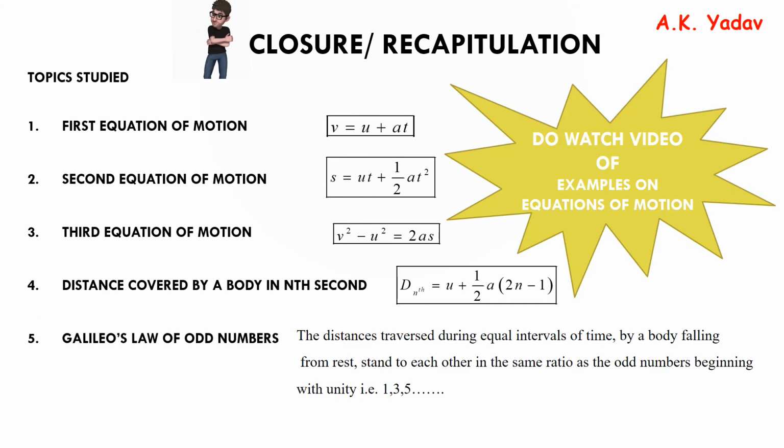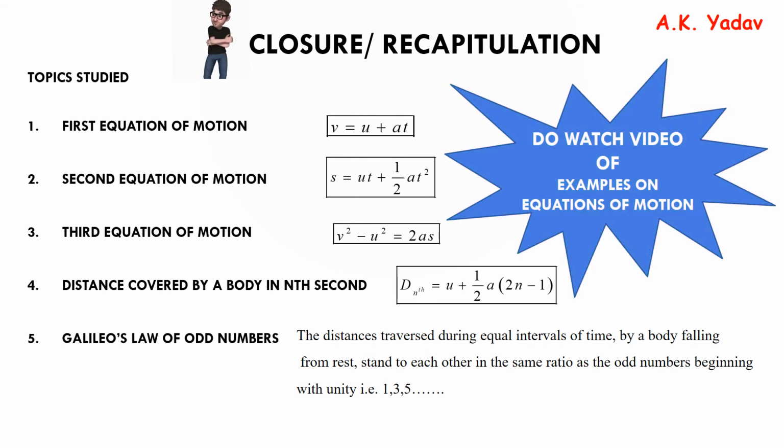Galileo's law of odd numbers, which says that the distances traversed during equal intervals of time by a body falling from rest stand to each other in the same ratio as the odd numbers beginning with unity. That is, it will be in the ratio 1:3:5:7 and so on.